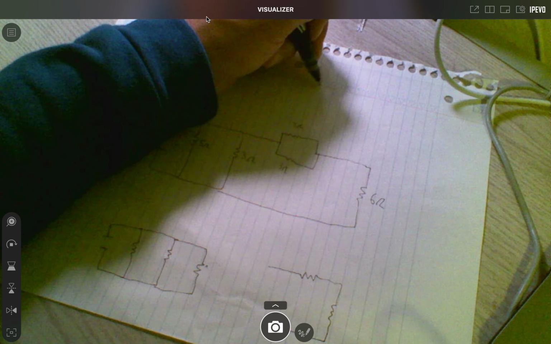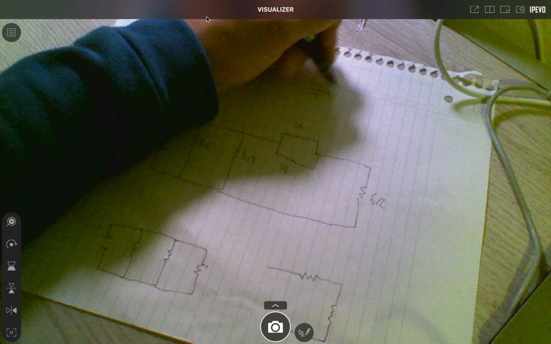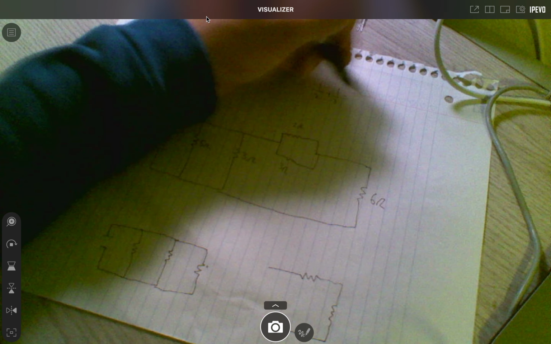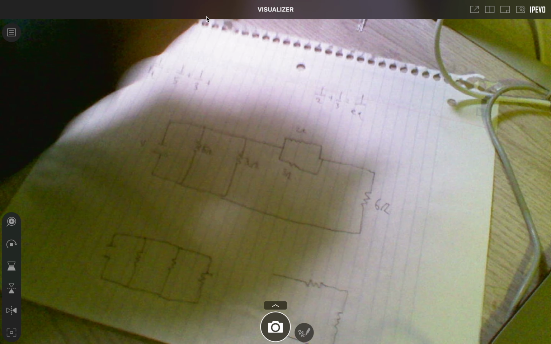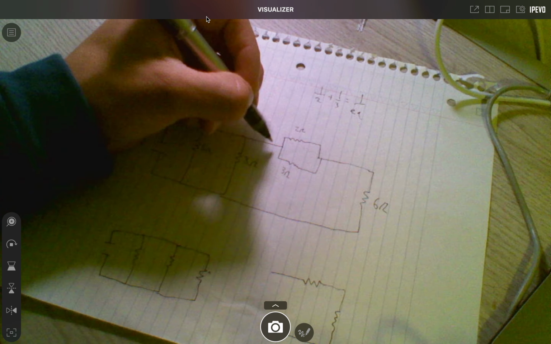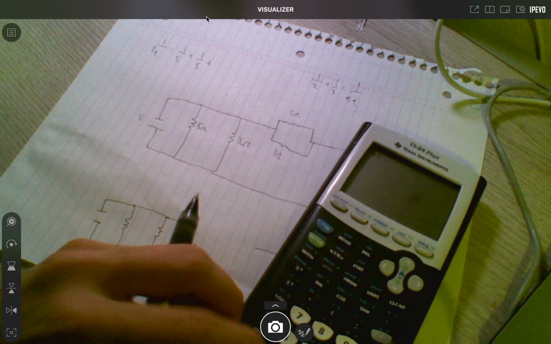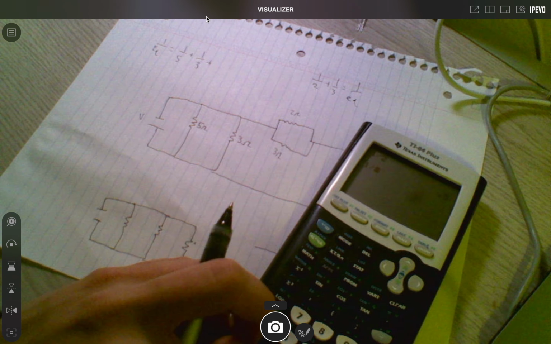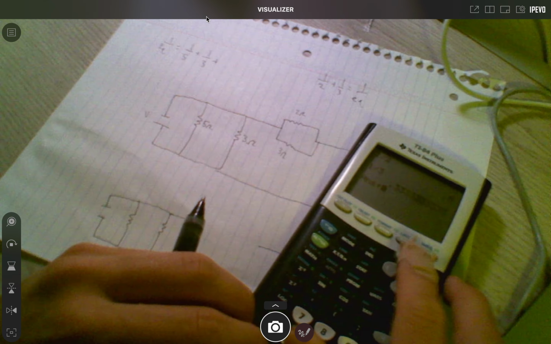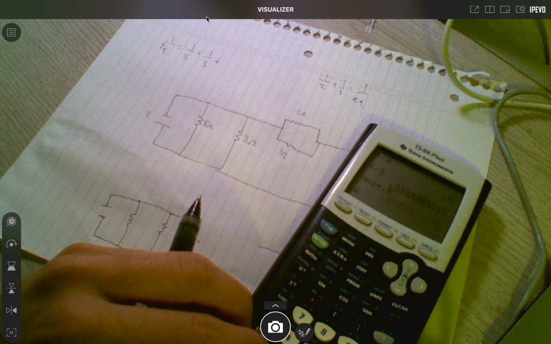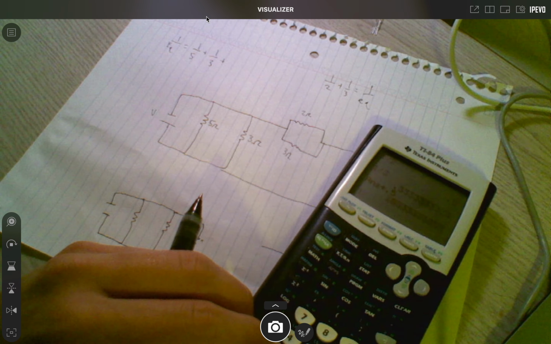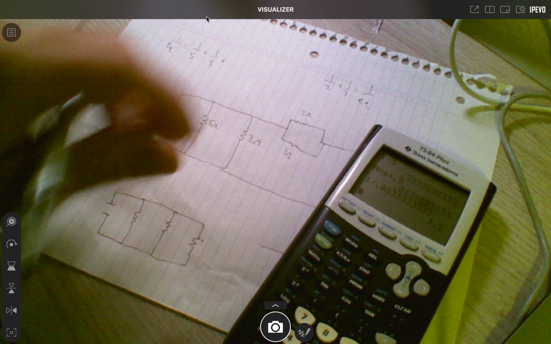So this and this is 1 over 2 plus 1 over 3 is equal to 1 over the equivalence, because these two are in parallel with one another. It can go through this one, or it can go through this one. It won't go through both. 1 divided by 2, 1 divided by 3. Add those up. 1 divided by, so take the inverse. Okay, so this is 1.2.